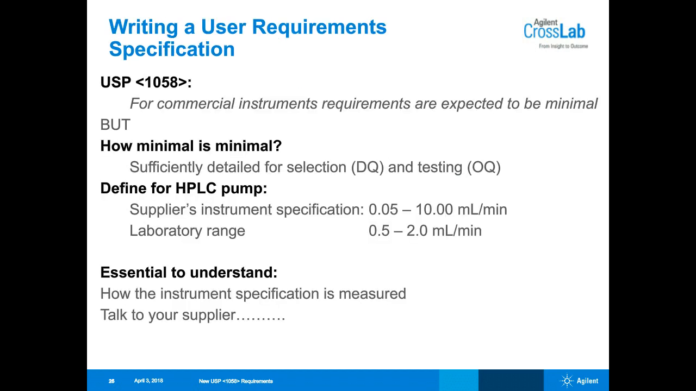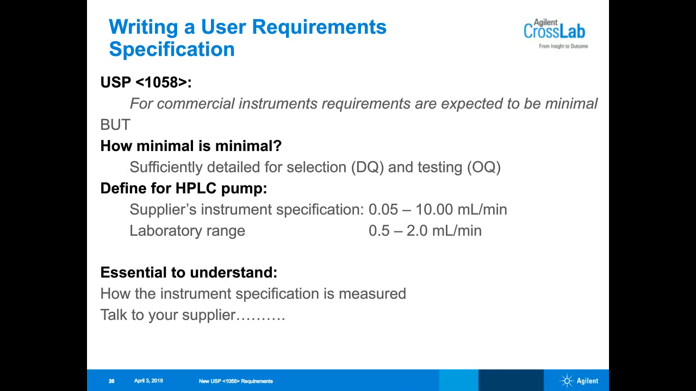So, how do we write a user requirement specification? Well, USP 1058 says for commercial instruments, requirements are expected to be minimal. Now it says minimal. That doesn't mean non-existent, written on nothing. It means written and formal, because you're going to test against this, if you remember from that V model at the start of this session. But the question is, how minimal is minimal?